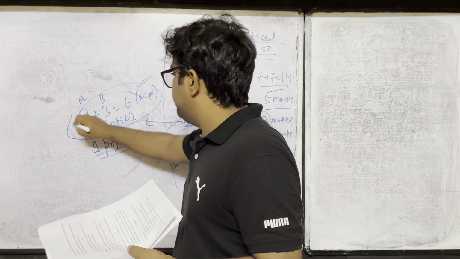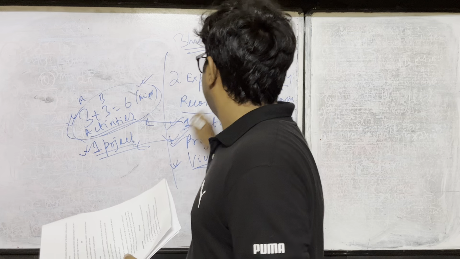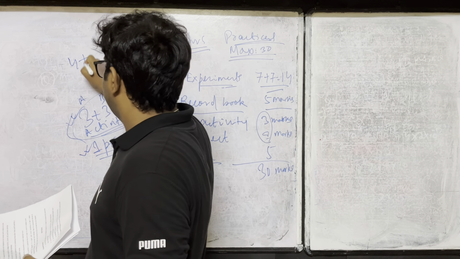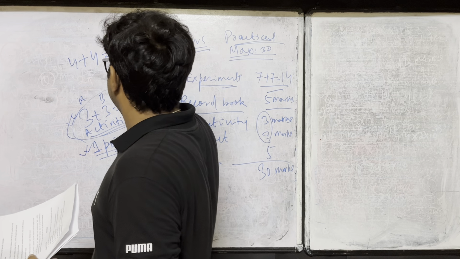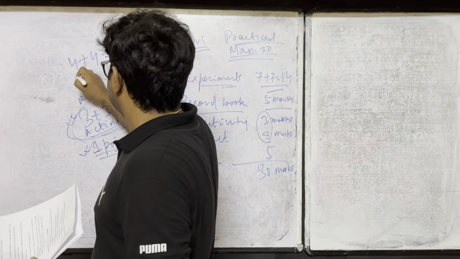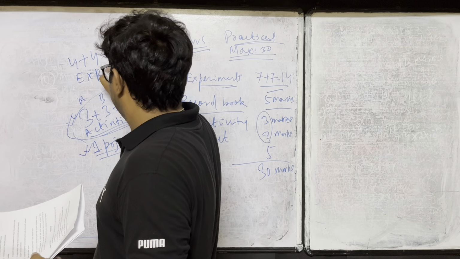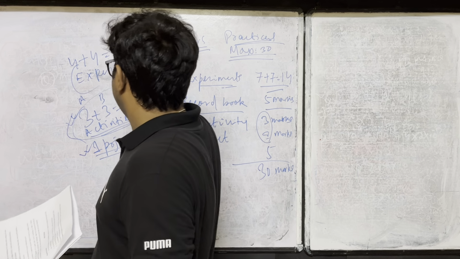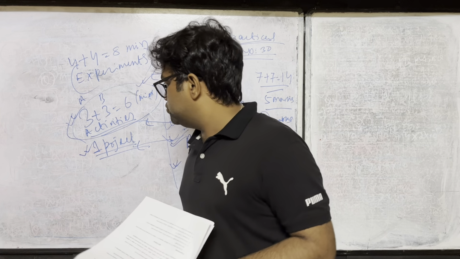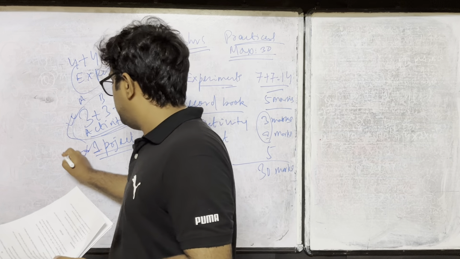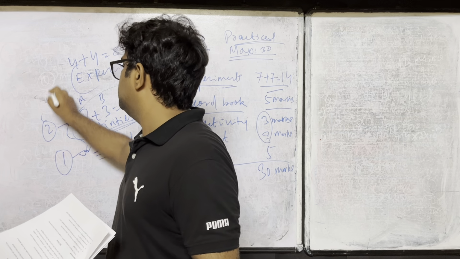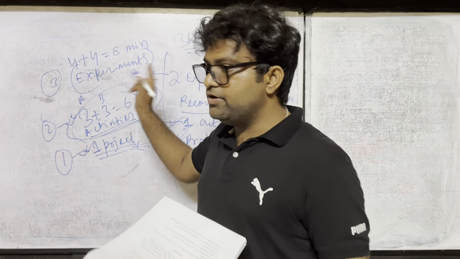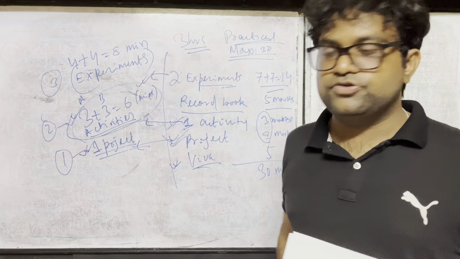So activity notebook, project notebook, and the experiment notebook. So experiments, how many? 4 plus 4, minimum 8. You have to write a minimum of 8 experiments. So how many notebooks do you have to submit? 1, 2, 3. Project, activity, experiment. 3 notebooks, 3 record books you have to submit.